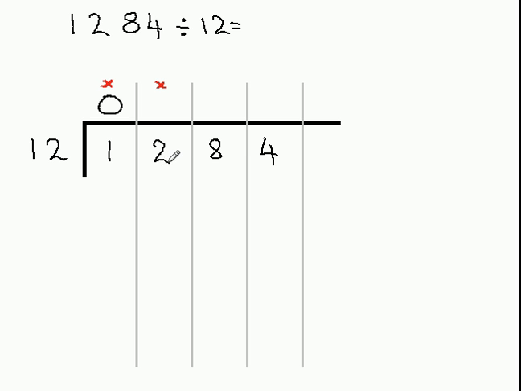Now where I'm up to is here, the 2. So I need to read this and everything else to the left of it as a number that I'm going to use to divide. So this is actually a 12, the 2 and the 1 making up a 12. How many 12s in 12? Well, there's 1.